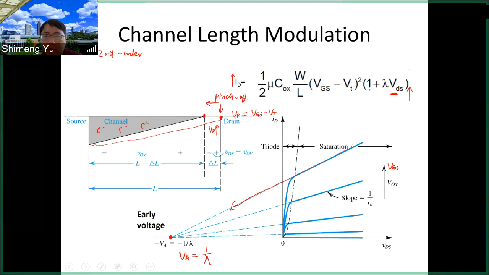If you want the current to go to 0, right? Here, this is when the current goes back to 0. If the current goes back to 0, that means 1 plus lambda VDS goes to 0. This term is to be 0. Then VDS will be negative 1 over lambda. So that's why we have this VA equal to 1 over lambda. This VDS is this negative VA here.